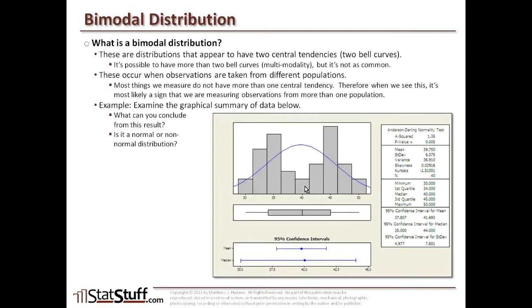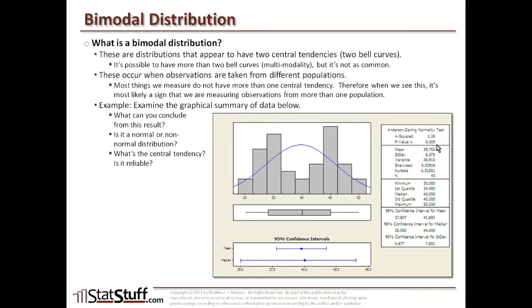So according to this, we might ask, is this a normal or non-normal distribution? Well, it looks obviously like it's not normal. But again, if we want to confirm it, we would go to the Anderson-Darling normality test, and this would confirm for us that the p-value is less than 0.05 if that's our alpha risk. So in that case, we would say it's a non-normal distribution.